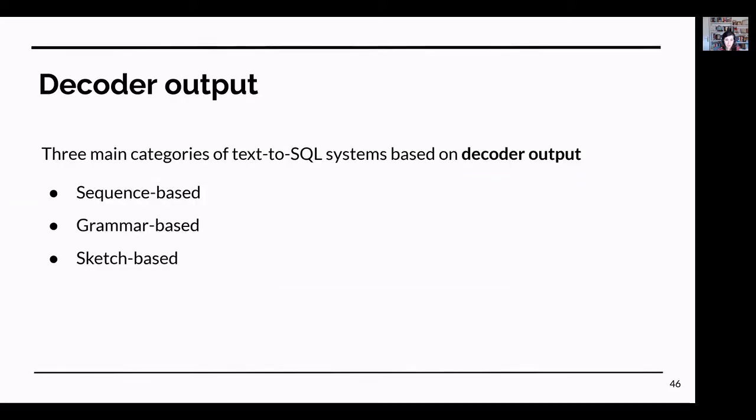Now, the last dimension has to do with decoder output. And here we distinguish three main categories of text-to-SQL systems: sequence-based, grammar-based, and sketch-based.